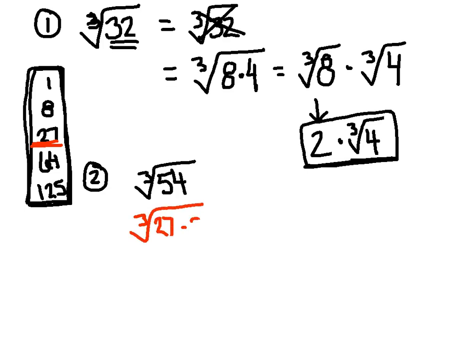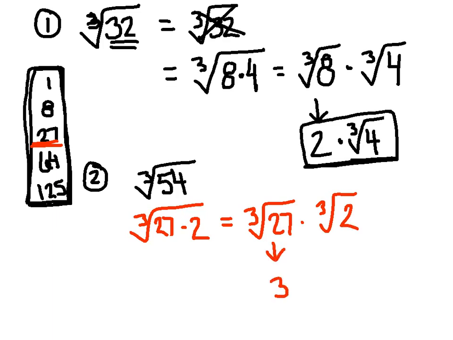27 times 2, which then becomes the cubed root of 27 times the cubed root of 2. And the cubed root of 27 is just 3, so 3 times the cubed root of 2. That is my final simplified answer.